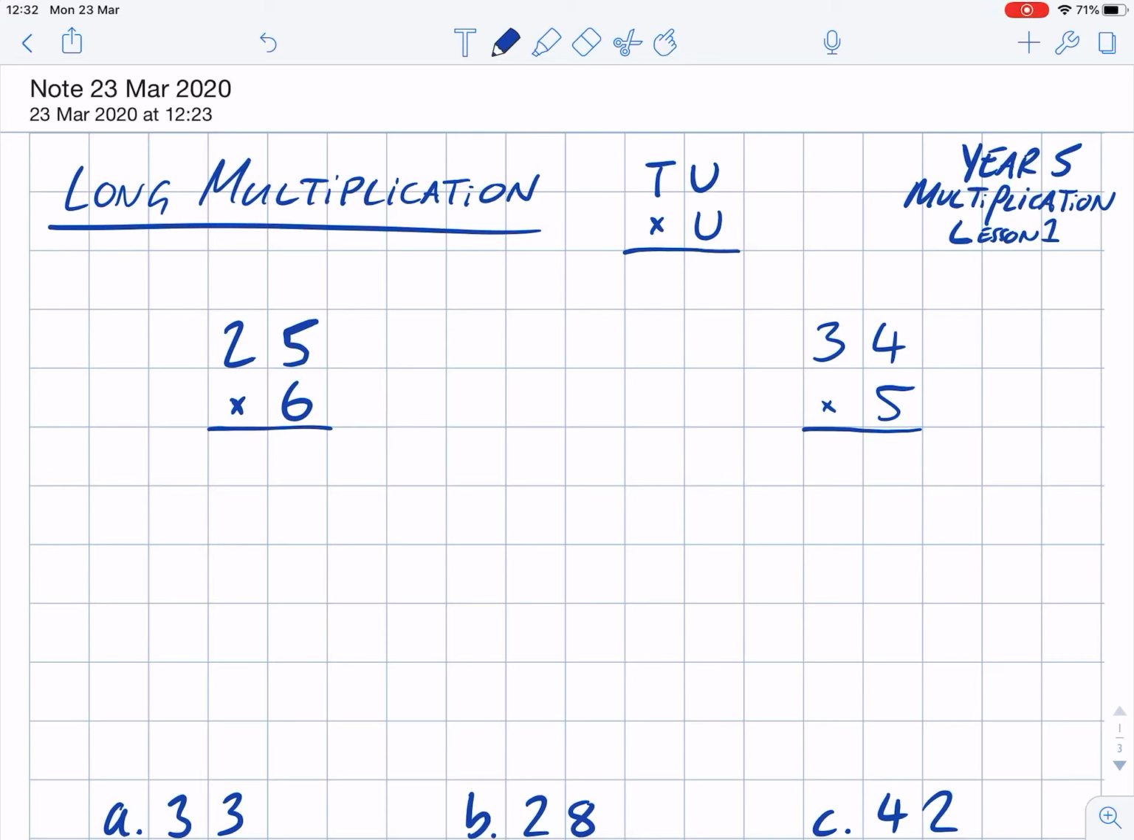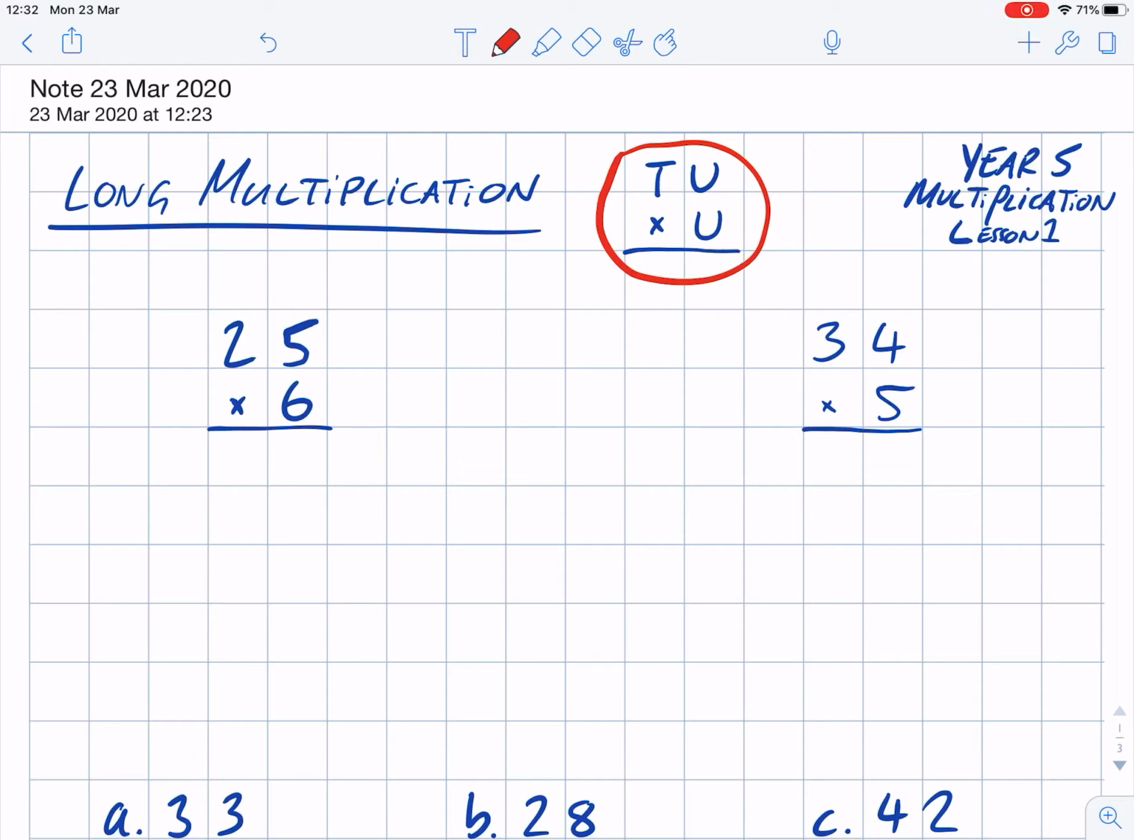So our Year 5 lesson for today is focusing on long multiplication. Again, we're still multiplying a 2-digit number by a 1-digit number. So we've got tens and units multiplied by units. But once we grasp this method, it means we can move on to more complex long multiplication.